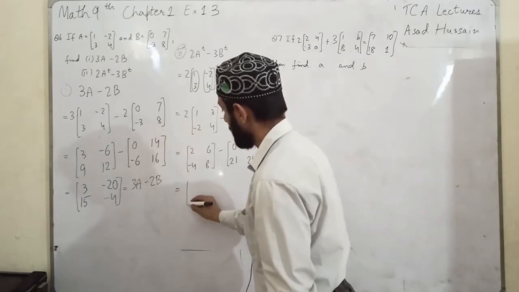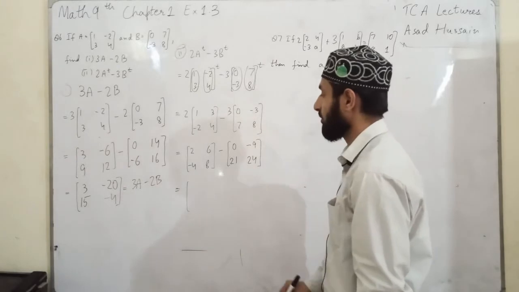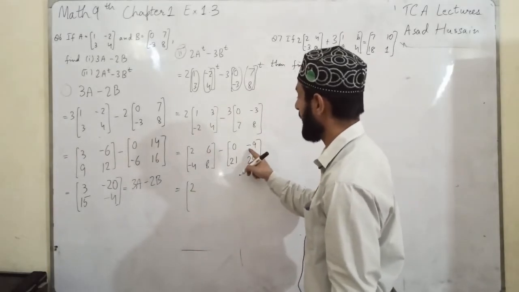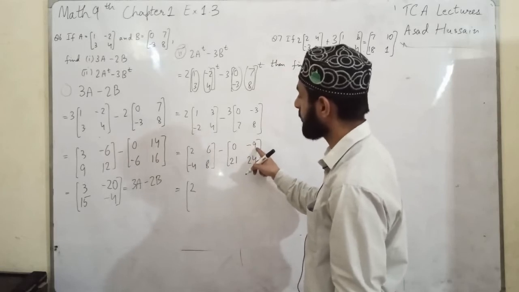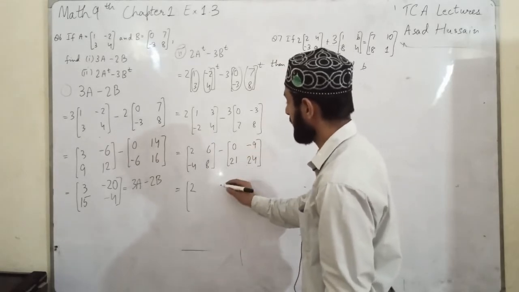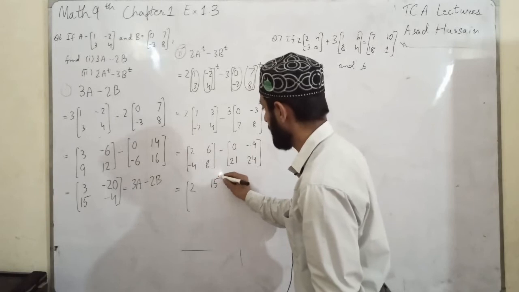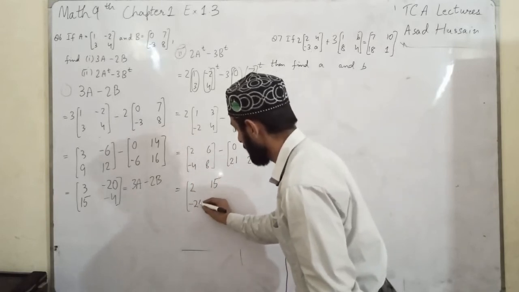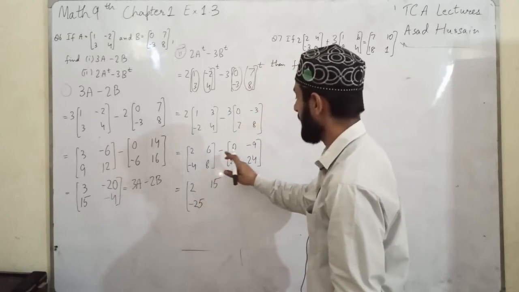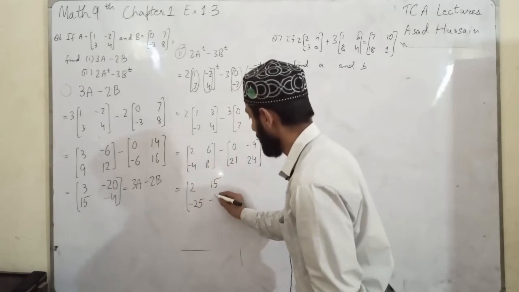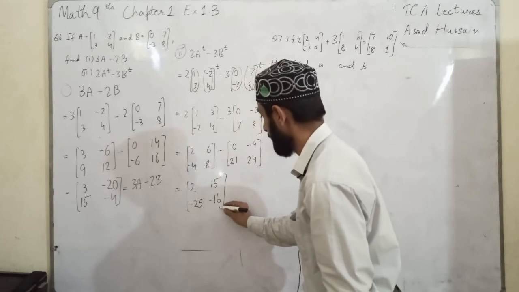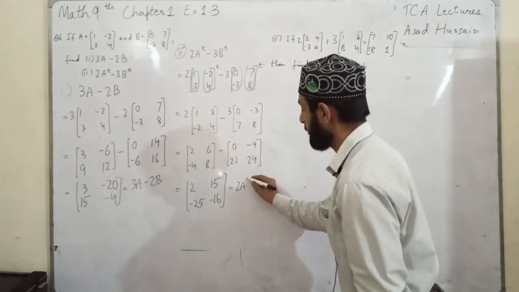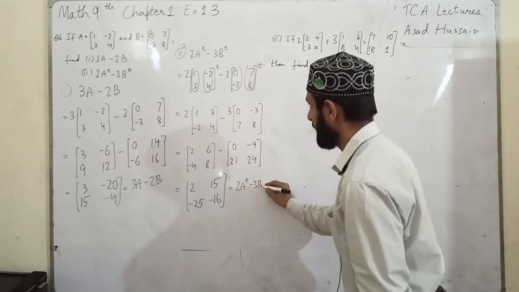Now doing the operation of subtraction, we have 2 minus 0, 2; 6 minus 9, which is equal to 6 plus 9, equals 15; negative 4 minus 21, we get negative 25; 8 minus 24, we get negative 16, which is equal to 2A transpose minus 3B transpose.